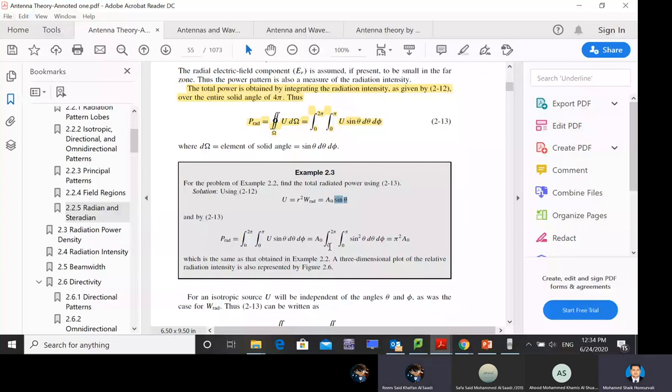Is there a question or what? Okay, do one thing, try to solve this by yourself. Take the help of the internet if you don't know how to solve the integral of sine square theta d theta d phi. If you still cannot solve it, let me know tomorrow. I will try to help you, inshallah. Okay, let's see if there is some question.